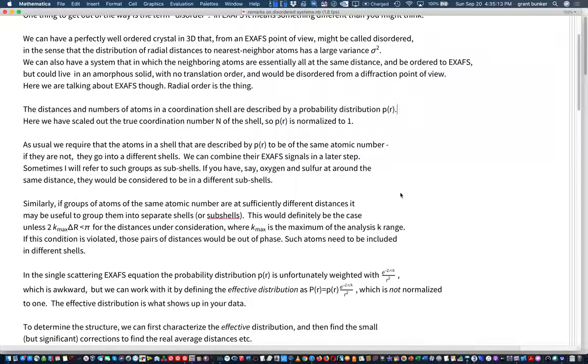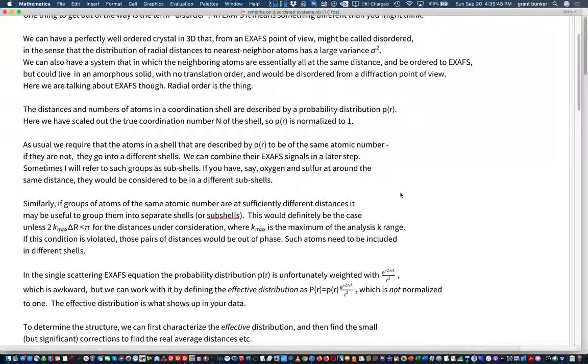As usual, we require that all the atoms in a shell have the same atomic number. That is, in the EXAFS equation, when we're summing over a shell, we're taking those to have the same atomic number because you want to assign the same scattering functions to the atoms in that shell. So it's the same thing here. If you have different atoms at about the same distance, you put them in different shells. It's just a logical grouping, with no assumptions. It's just a prescription for how you want to handle it.